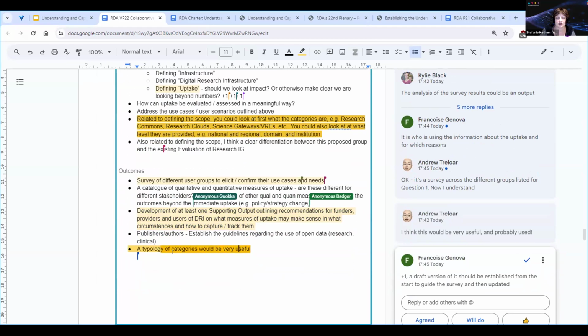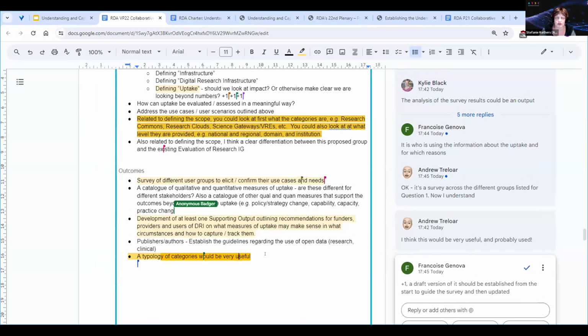Okay, can I just ask about the last point in the outcomes? Someone said a typology of categories would be very useful, and Francoise said a draft version should be established from the start to guide the survey. What categories are we talking about? Is this user categories or measures? Measures. Okay. Sorry.